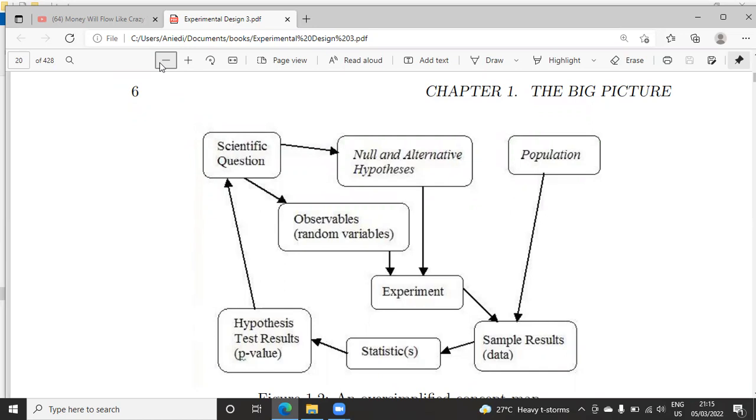Now, the idea of experimental design is not to sort data. The idea of experimental design is to model a typical result that represents a population.